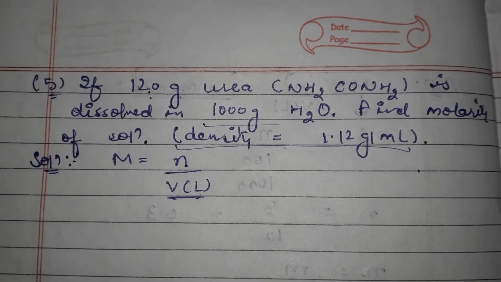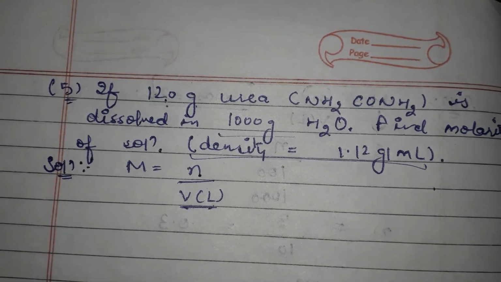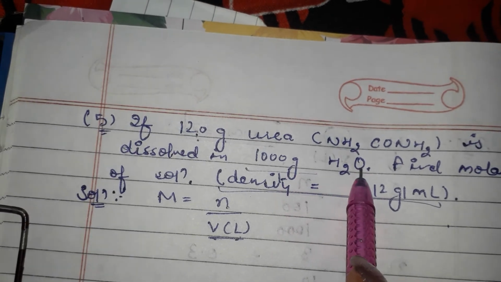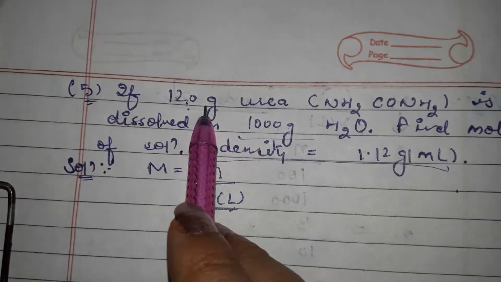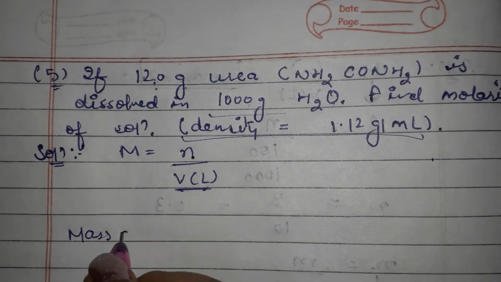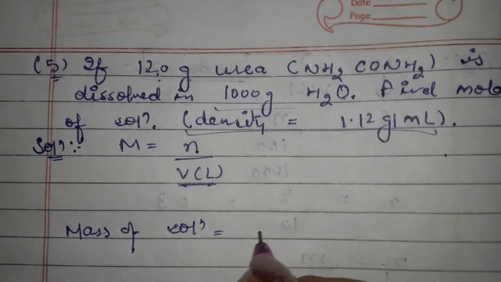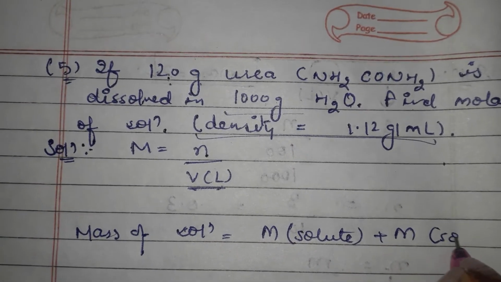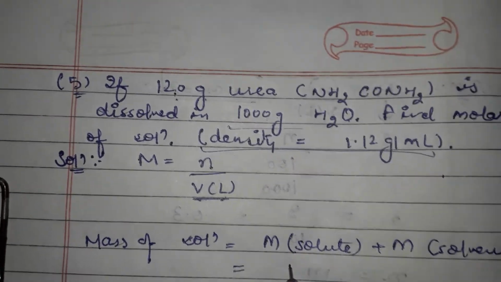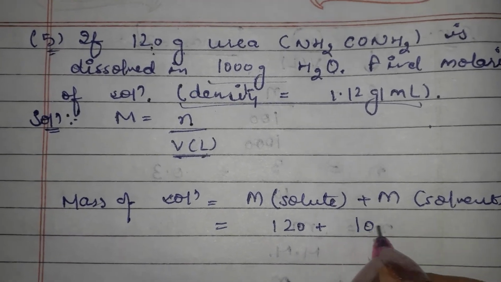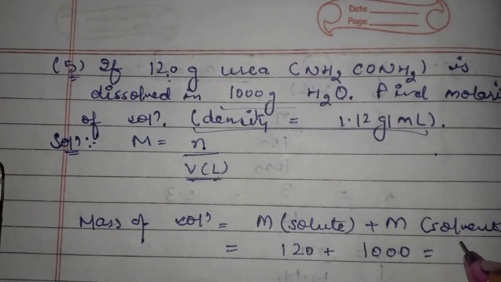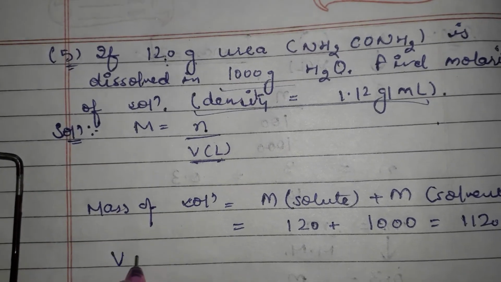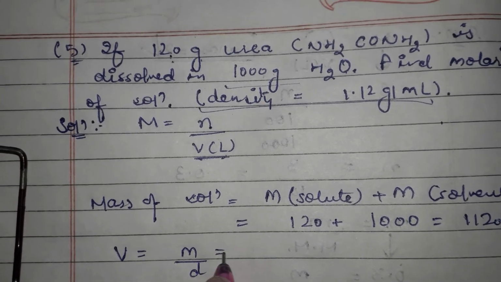In the last question, the mass of solution was given, but here the mass of solvent is given. Mass of solvent is here and mass of solute is here. So the mass of solution will be mass of solute plus mass of solvent. Mass of solute is 120 gram. Mass of solvent is 1000 gram. So it will be 1120 gram.